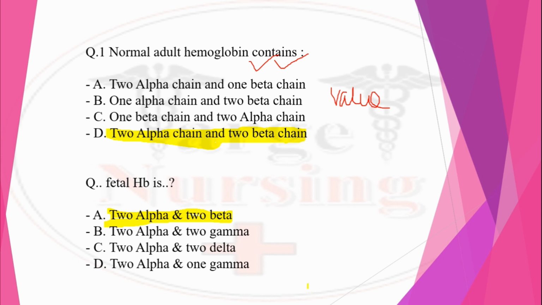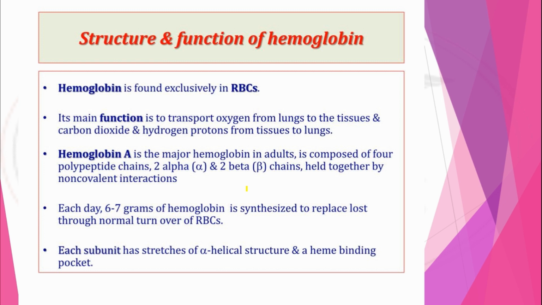So we are going to see the explanation of these questions. Here is the structure and function of hemoglobin. Hemoglobin is found exclusively in RBCs. The main function is to transport oxygen from lungs to tissues and carbon dioxide and hydrogen protons from tissue to lungs.